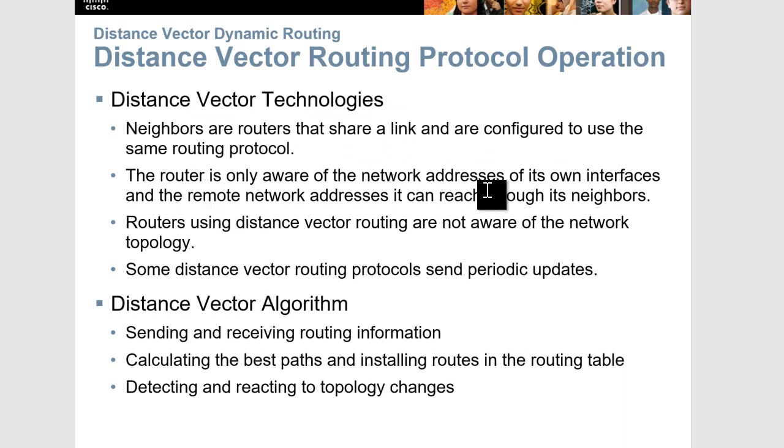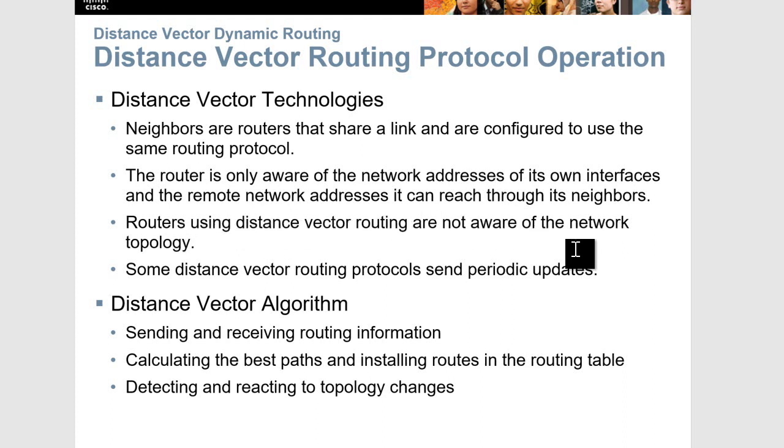The router is only aware of the network addresses of its own interfaces and the remote network addresses it can reach through its neighbors. So the router only knows which direction it has to send traffic to get to a certain network. It doesn't know exactly each link that its data is going to go through. It just knows the cost it's going to take to get there and which direction it's sending it out, which is different from link state protocols. In link state, they basically know everything. So it's a bit different.